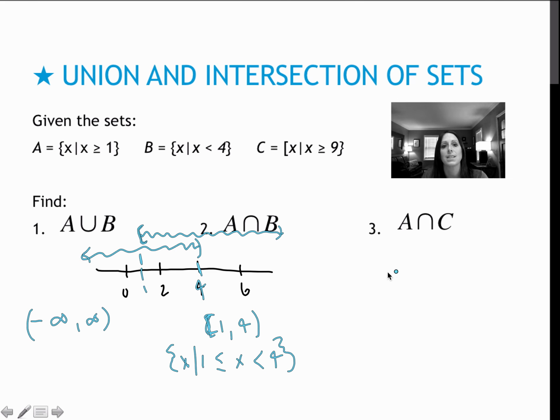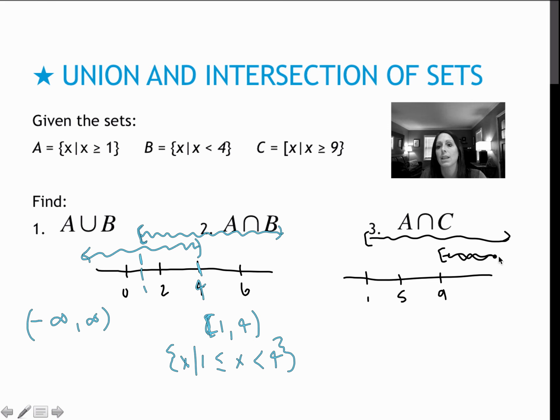And then A intersect C, I've got numbers greater than 1. Let's do our number line again. This one's going to be a little bit different. This one is all of the numbers that are greater than or equal to 1. So that's going to look like this. And this is all of the numbers that are greater than or equal to 9. So that's going to look like this.